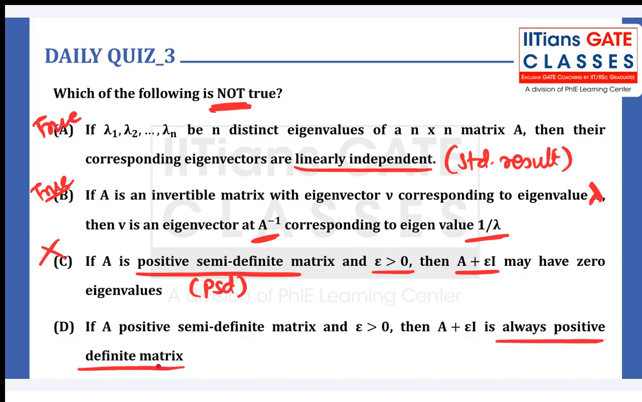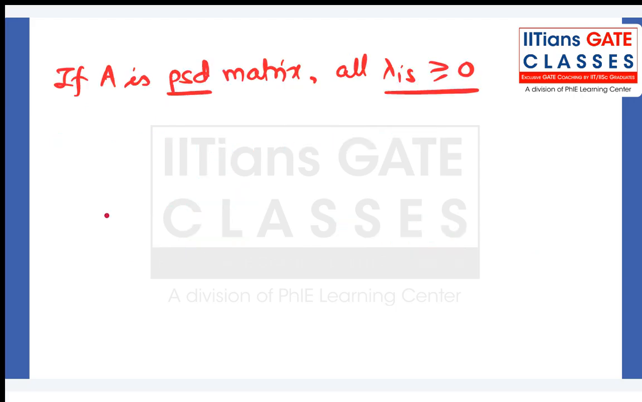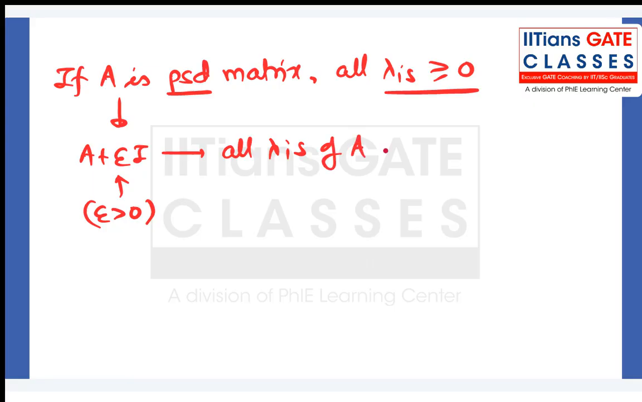Yeah, this is not true, because A may have lambdas greater than or equal to 0, but when you add a positive epsilon and I is the identity matrix, that shifts all the eigenvalues by epsilon. So what I'm trying to tell you is, if you do the A plus epsilon I transformation, where epsilon is greater than 0, which is mentioned in the question, that means all lambdas of A are shifted by epsilon.